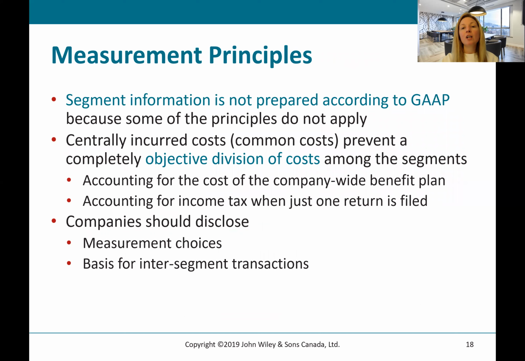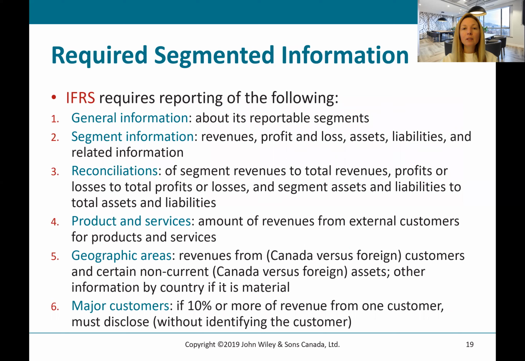So segment information is not prepared according to GAAP because some of the principles don't apply. Like, for instance, the allocation of those costs, that's a judgmental thing. But companies need to disclose their measurement choices and the basis for their inter-segment transactions. So what do we have to disclose in addition to breaking down segmented reporting financially? What do we need to disclose in terms of other disclosures? We also need to explain the segments, talk about the revenues and profits, reconcile the segment revenues to the total revenues. We need to explain the products and services, the geographic areas, and the major customers.